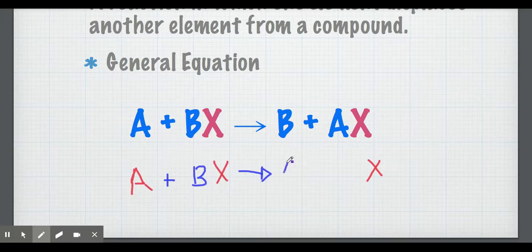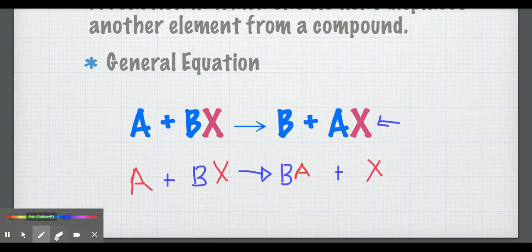You're going to see A, oh, nope. Forgot to change my color. You're going to see A is going to take X's place and be bound to B, and X is going to be by itself. The reason that we write out this formula here is because it's much more often to see metals swap with metals than to see non-metals swap with non-metals.